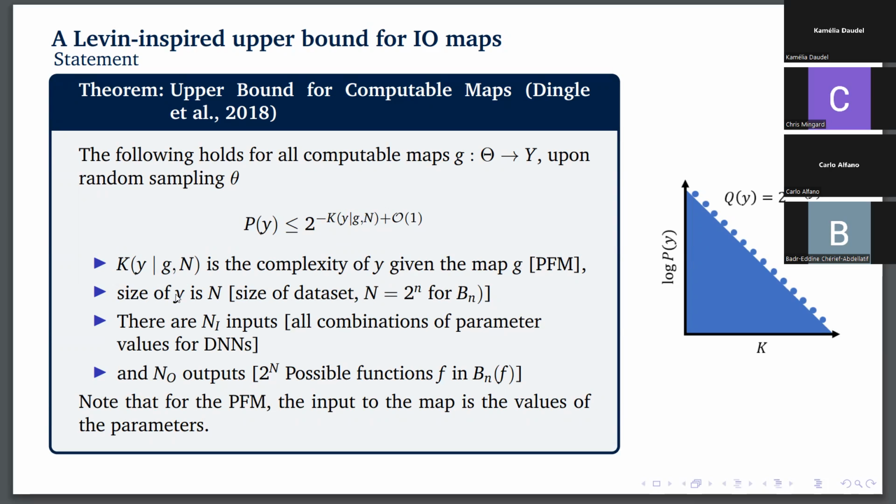The size of y is the number of inputs in our Boolean hypercube, which also corresponds to the number of outputs. The inputs to the parameter function map are all possible parameter choices for neural networks, which we assume are typically discretized, but again, very loosely. And the number of outputs is going to be 2 to the n, which is the number of possible functions for our Boolean hypercube. Again, to be clear, for the parameter function map, the inputs are parameters, and the outputs are whatever functions the neural network expresses on the data set we've given it.